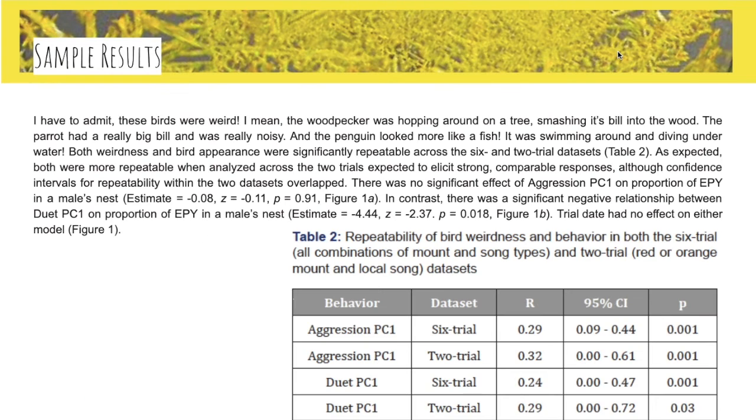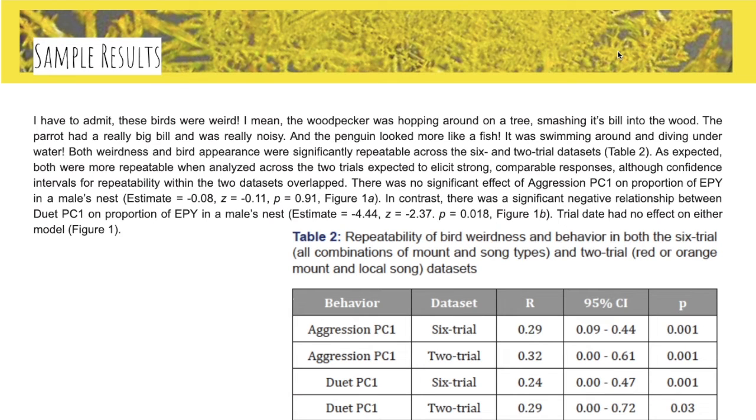This is what they wrote. I have to admit, these birds were weird. I mean, the woodpecker was hopping around on a tree, smashing its bill into the wood. The parrot had a really big bill and was really noisy. And the penguin looked more like a fish. It was swimming around and diving underwater. So here, what sort of data is it? Qualitative or quantitative? It's qualitative. So this is our descriptive data.